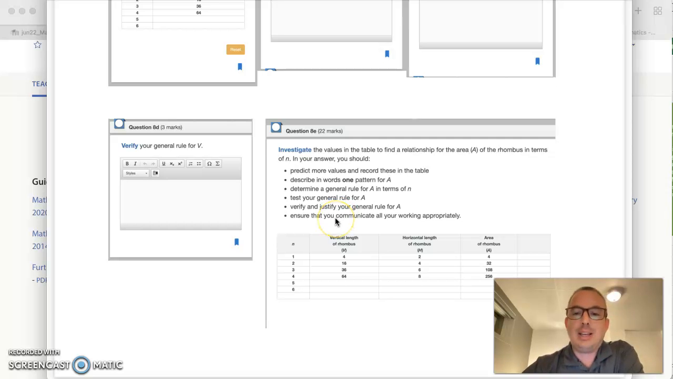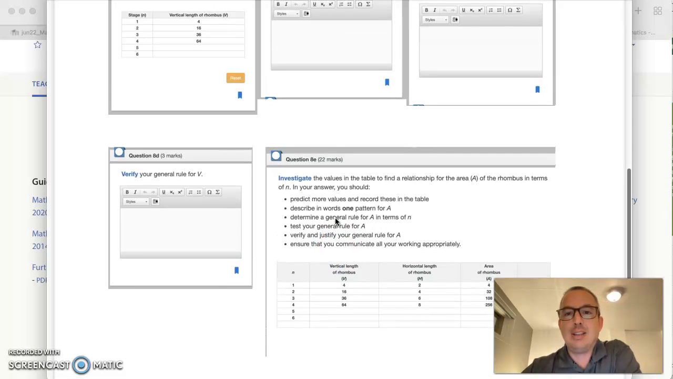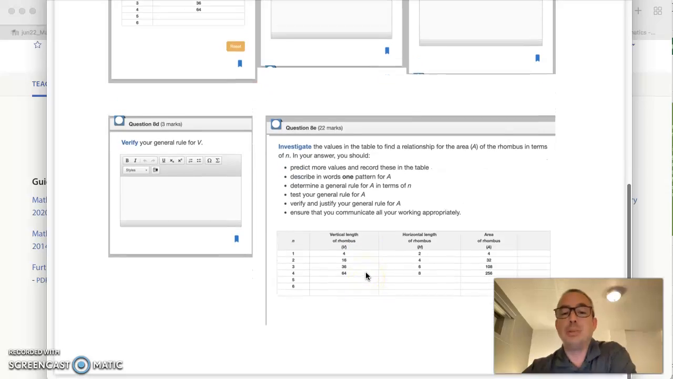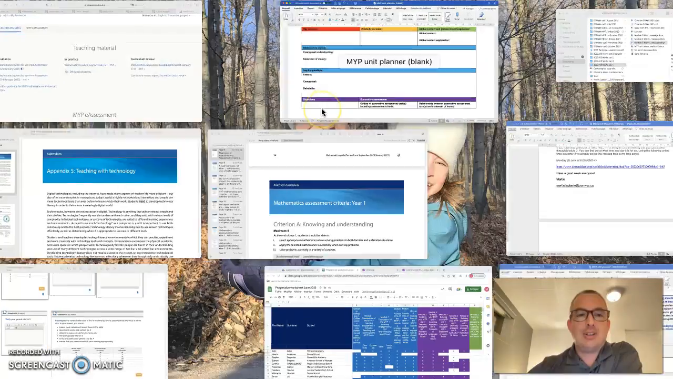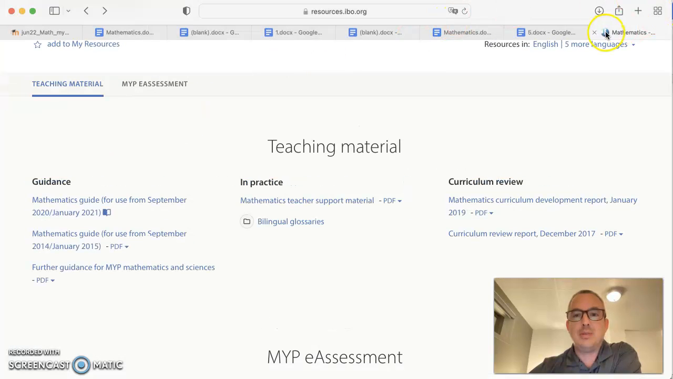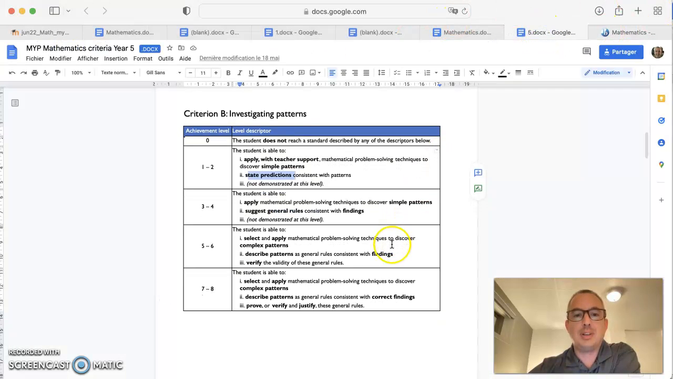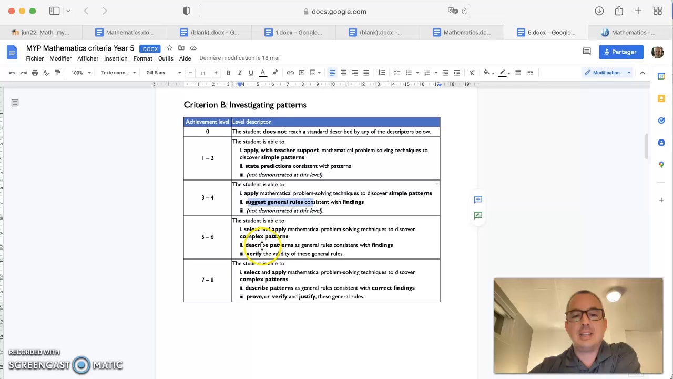So I really like what I've seen, and there were examples that could be used here for criterion B. I just wanted to make sure that you knew that you had some details about criterion D. So you see here that you can suggest rules, you can talk about the rules, say how they work, you can describe the patterns as general rules, especially when they get in the older years, as you've seen, and then you can verify and try to justify the rules.